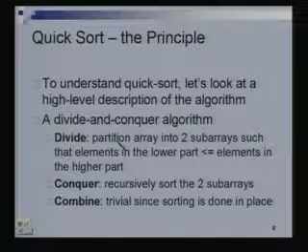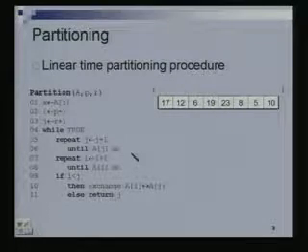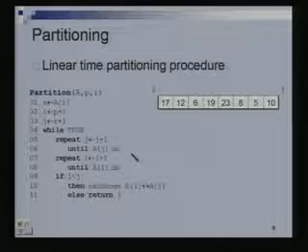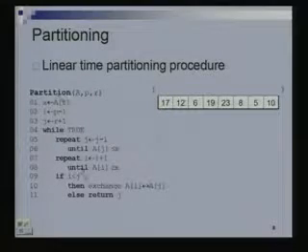We will understand first how this partition is done. We will give an algorithm to do the partitioning, which will be a linear time procedure. The partitioning is done around what is called a pivot element. I will take one of these elements as a pivot, and everything which is smaller than the pivot will be my lower part of the array, and everything which is larger than the pivot will be the larger part.